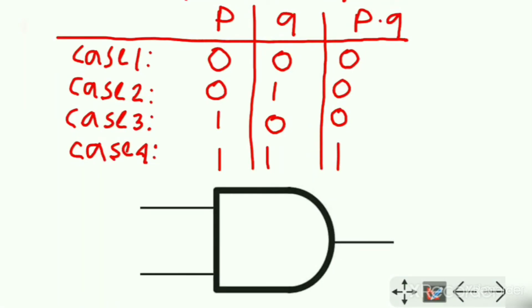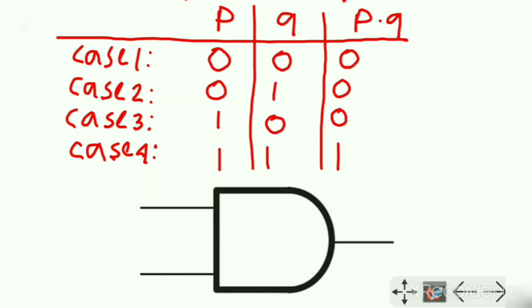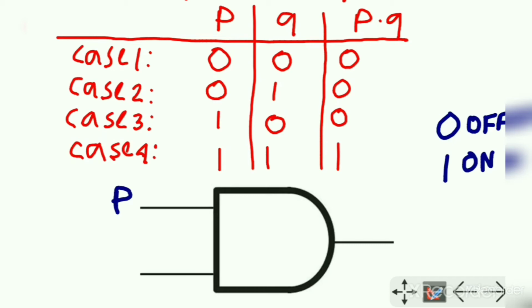Now I will show you how an AND gate actually works in real life. I write down both the truth table and the diagram of the AND gate. In the truth table we have two values, 0 and 1. 0 means electric off and 1 means electric on. Let me assume two inputs as P and Q.